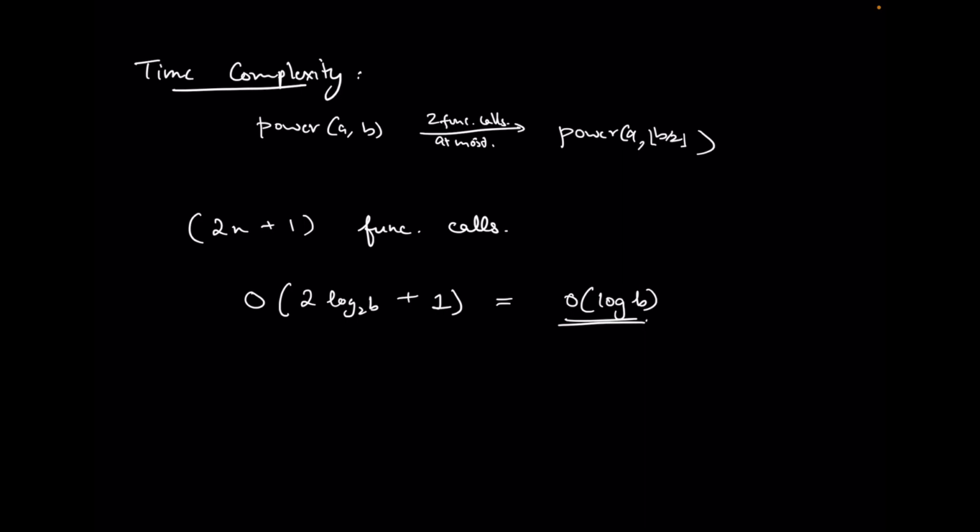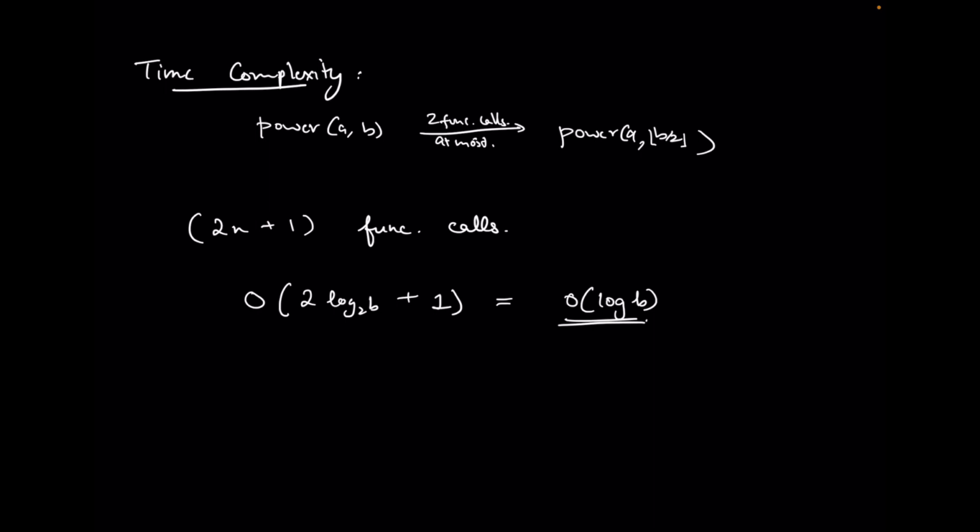So the time complexity of this function that we've created now, this better recursive approach, is big O of log b. And that's much better than big O of b, right? It's much better than a linear time. So this recursive algorithm that we've developed that calculates a to the power b in log b time is what's known as binary exponentiation. Okay, that's where the title of this video comes from.